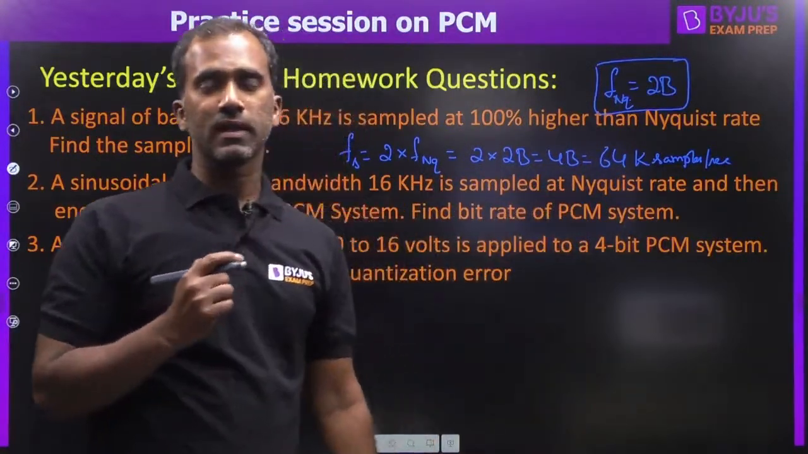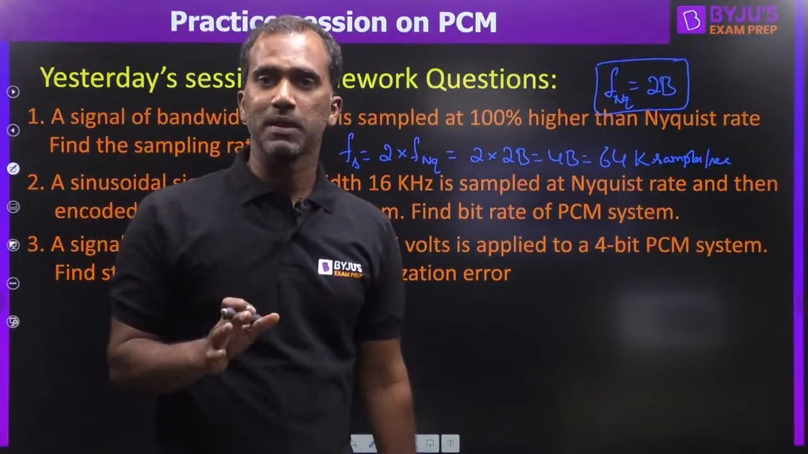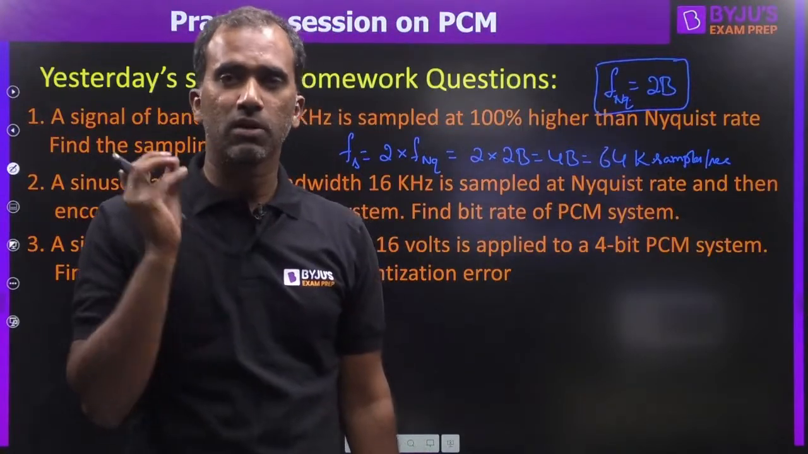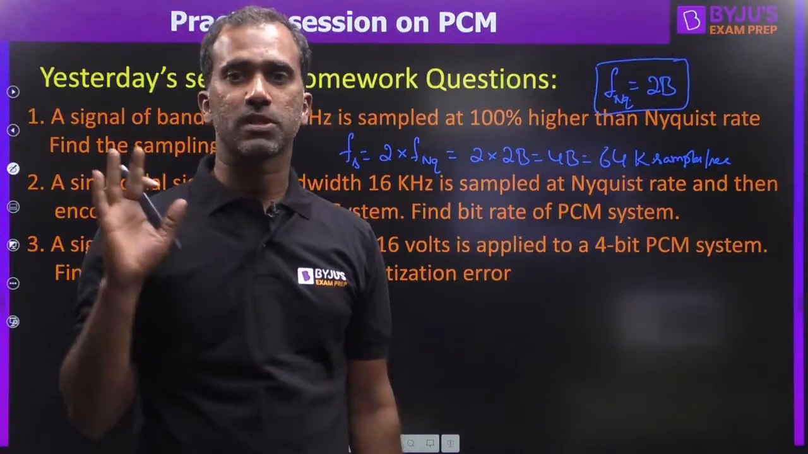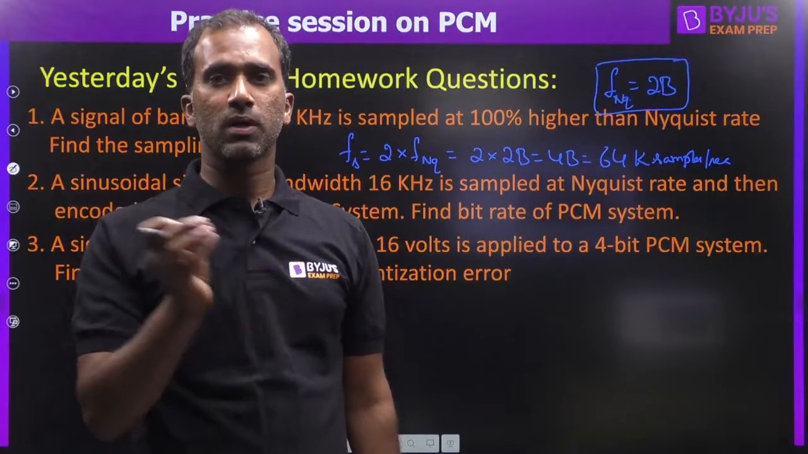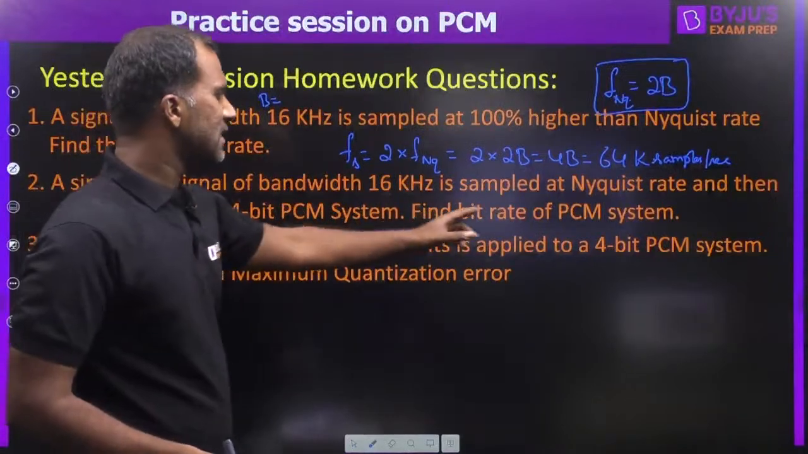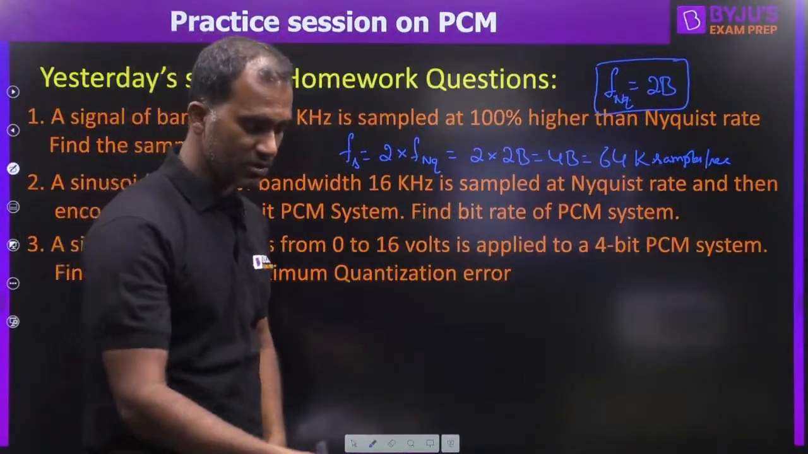One more important thing I'll tell you: whenever in any question they say they're sampling, and they did not mention what sampling rate they are using or give any hint about it, you can assume that it is Nyquist rate. Whenever there is no information about what sampling rate is being used, you can assume it is Nyquist rate. But in this question, it is clearly given that they are using Nyquist rate.